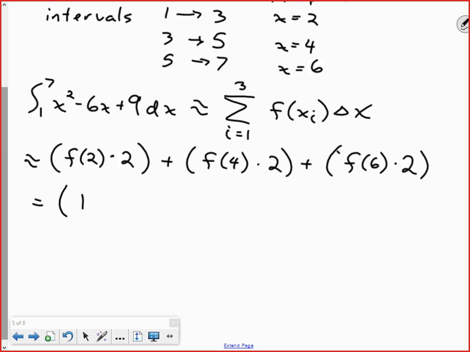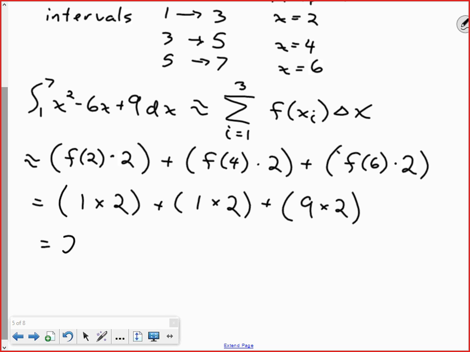All right, so that'll be 1 times 2. f at 4 is going to be 1 as well, times 2. f at 6 is going to be 9 times 2. And then we can just add these up to get 22 here as our estimate for the area.